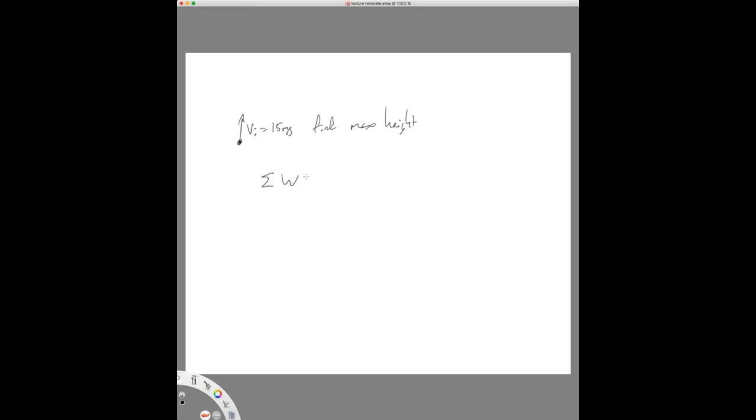So we would start with net work equals change in energy. But the change in energy now splits into change in kinetic energy plus change in potential energy. And the net work, remember, we should be saying other forces. This is going to go up, this is going to come down.